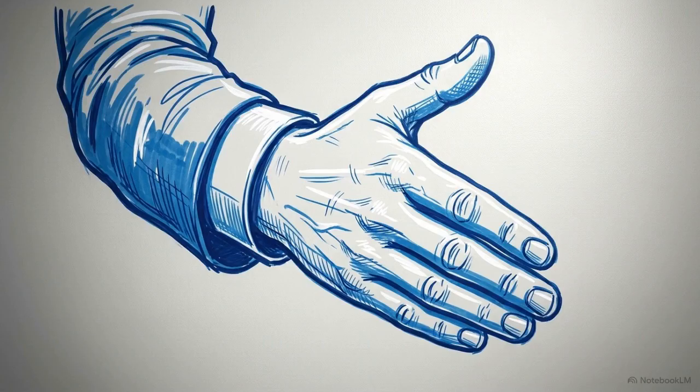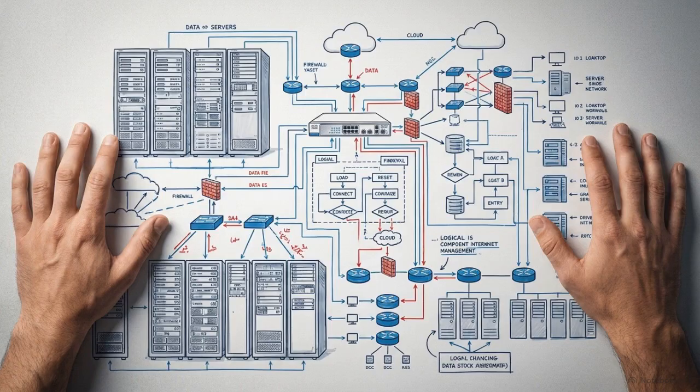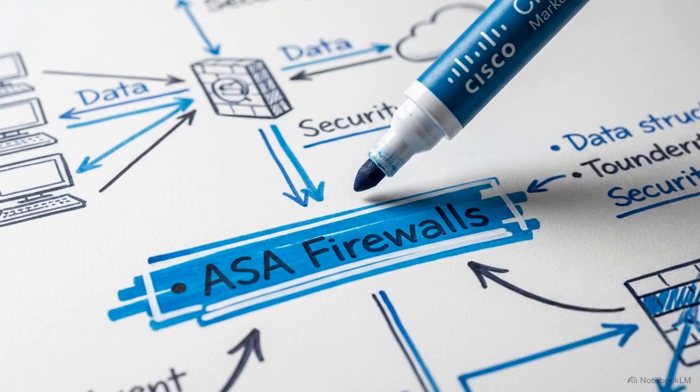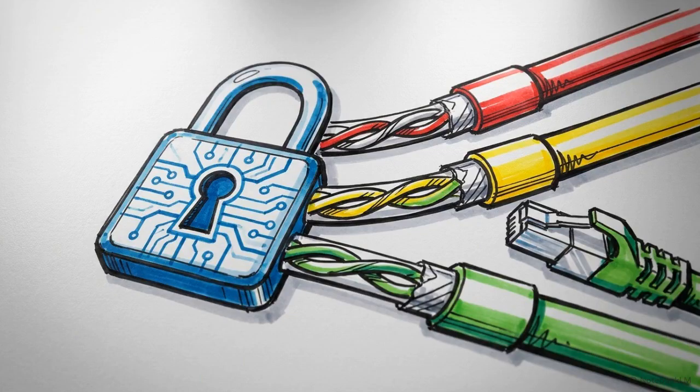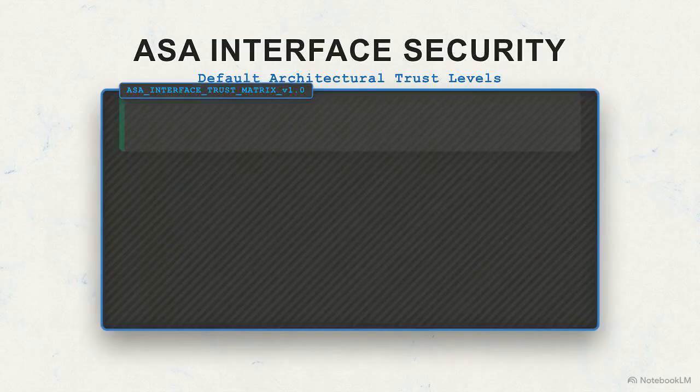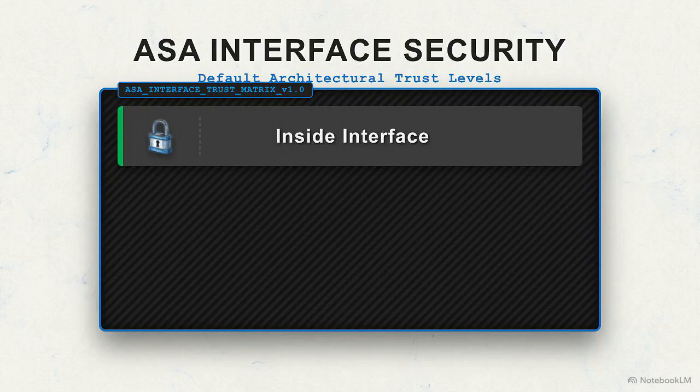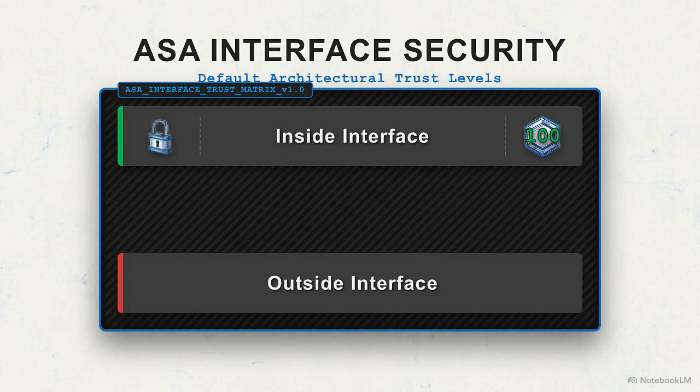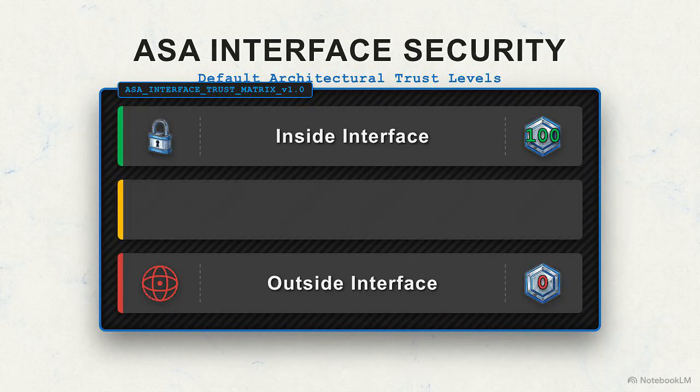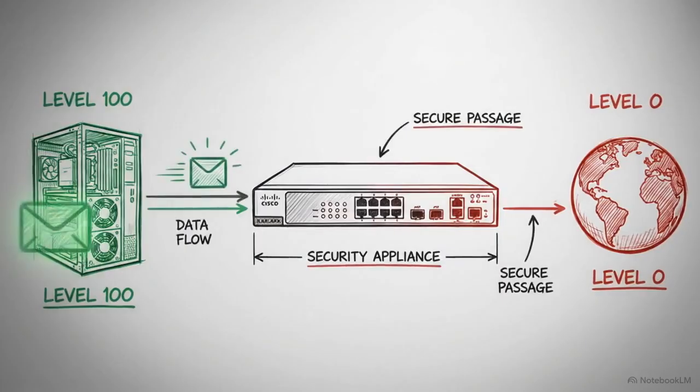Let's apply this framework directly to one of the most common ASA interview topics, interface architecture and numeric trust levels. We start with the inside interface, the trusted internal LAN, assigned security level 100. On the opposite end, the outside interface is the untrusted public internet connection, receiving level 0. In the middle sits the DMZ, a semi-trusted zone for public servers, given level 50. These numeric values control default traffic flows.